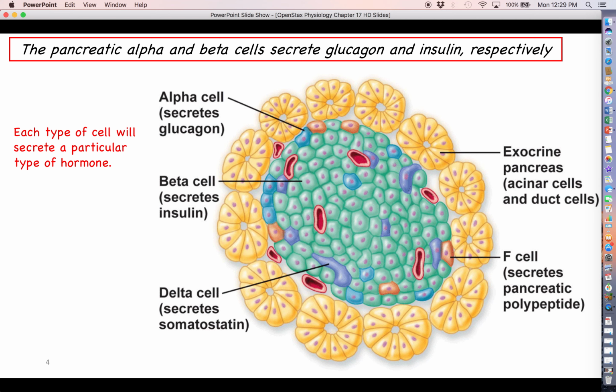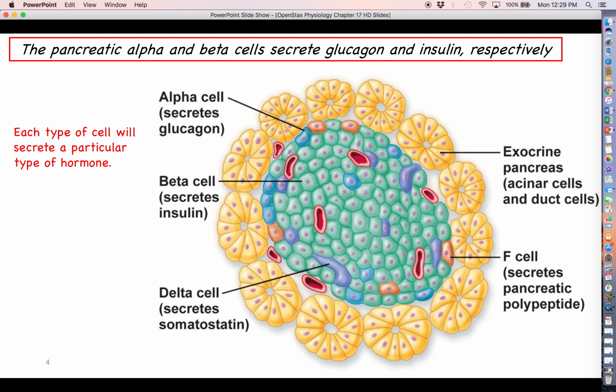If you look at this picture, the yellow cells are about 99% of the cells in the pancreas. They are exocrine cells called acinar cells, and they synthesize and secrete digestive enzymes. At the center, you can see one of these pancreatic islets, and you can see some infiltrating capillaries, which is important because once we secrete these hormones that we're about to talk about, they've got to find their way into the blood supply.